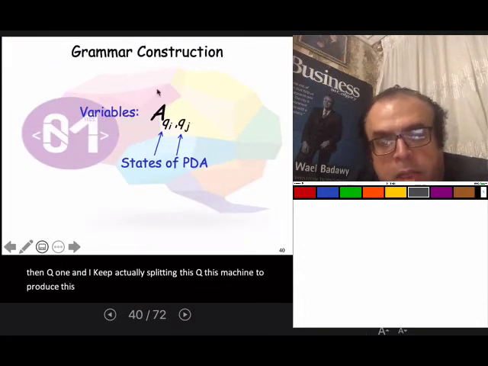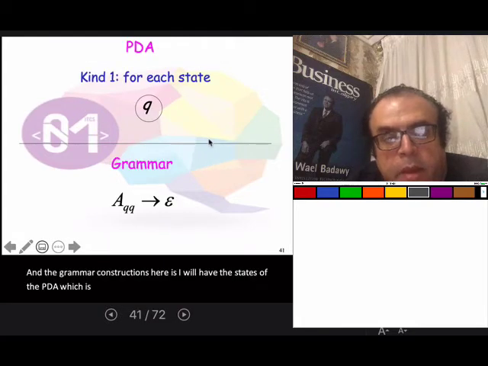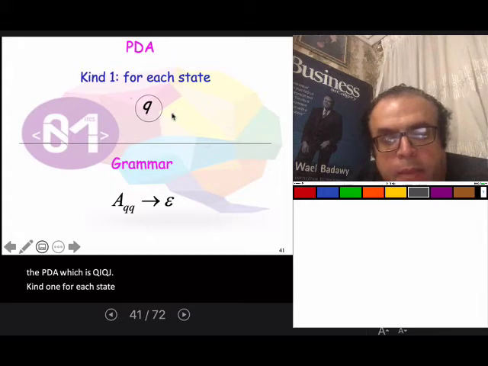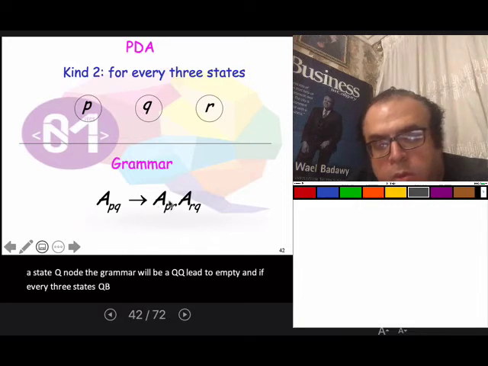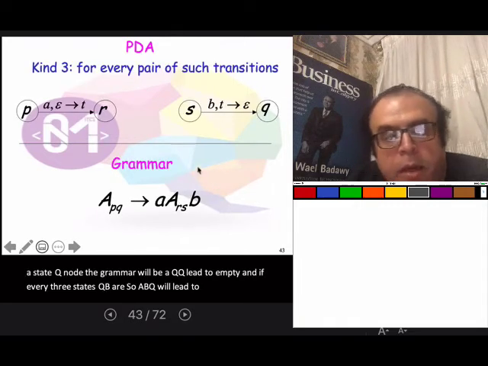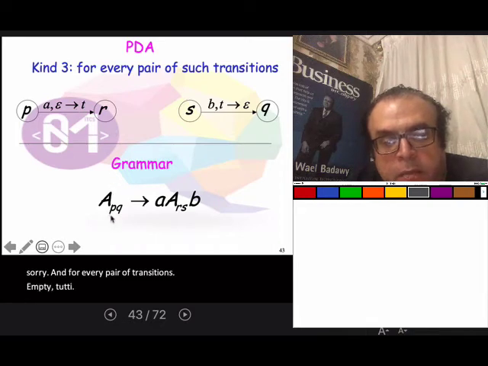And the grammar construction here is I will have the states of the PDA, which are Qi, Qj. Kind 1, for each state, like if I'm standing in a state Q0, the grammar will be A_QQ leads to empty. And for every 3 states Q, R, and S, so A_QQ will lead to A_QR, A_RQ, sorry. And for every pair of transitions, A empty to T R, so A_QQ will lead to A_RS, B.